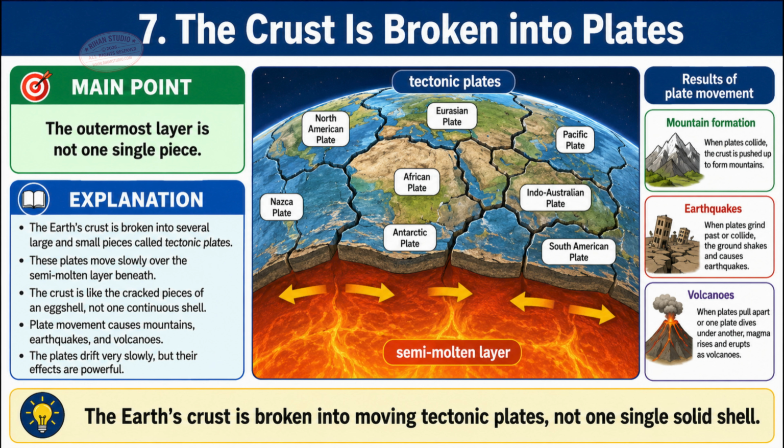The crust is broken into plates. The outermost layer is not one single piece. It is broken into several large and small pieces called tectonic plates, which move slowly over the semi-molten layer beneath and cause mountains, earthquakes, and volcanoes. Earlier people imagined the crust as one continuous solid shell, but it is really broken into several large and small tectonic plates, like the cracked pieces of an eggshell. These plates rest on and drift over the semi-molten layer beneath them. Their slow movement is directly responsible for building mountains and for triggering earthquakes and volcanic eruptions.